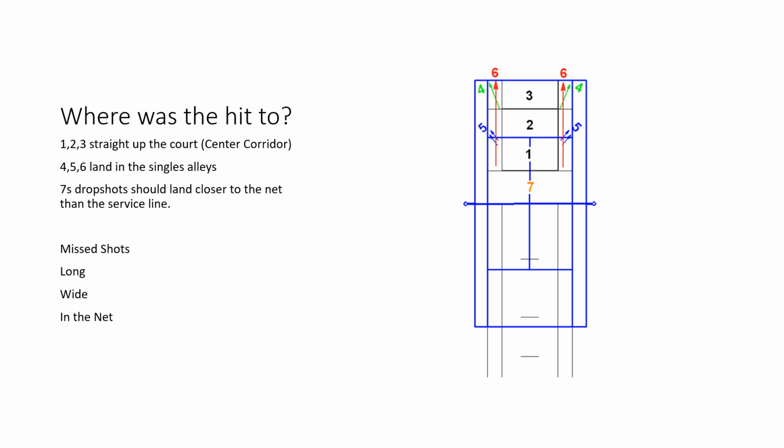If you miss a shot, then it's either long of the three, long of the six, long of the four, or wide of the four, the five, or the seven, or you hit it in the net.